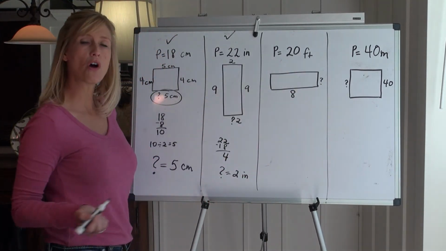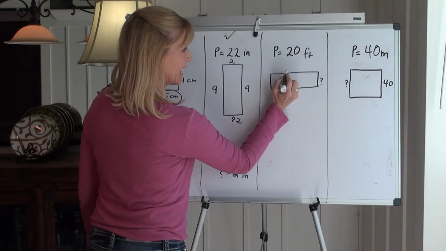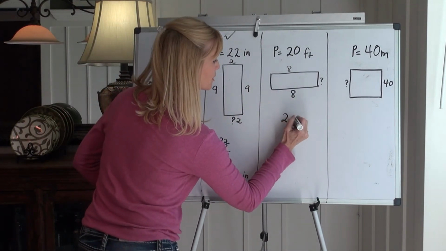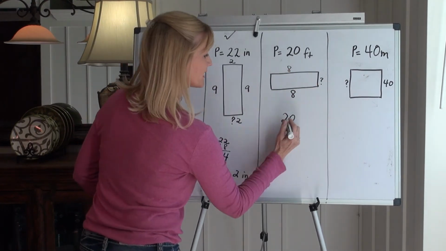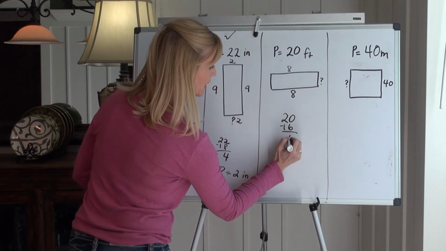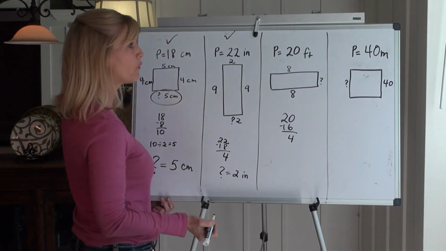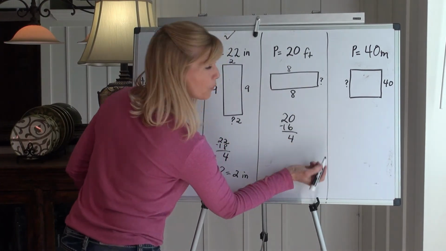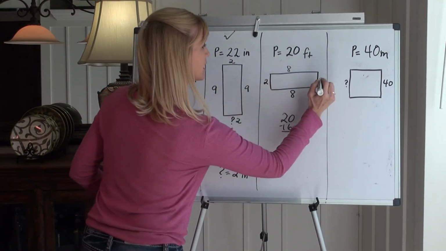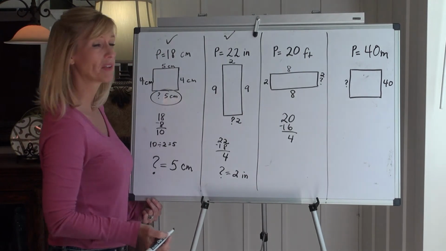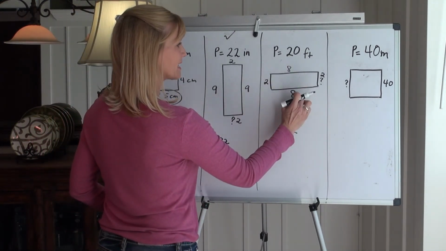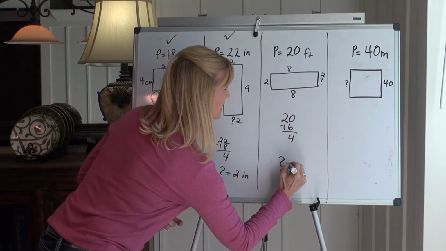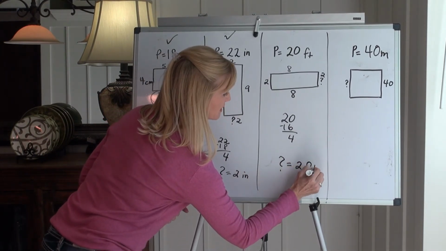20 feet. No problem. We know this side is 8, so this side has to be 8 feet. So our total is 20 feet. We're going to take 16 out of it because we've already accounted for that, and that leaves me 4 feet. Well, this 4 feet has to be divided up between these two sides. 4 divided by 2 is 2. So let's put a 2 here and a 2 here, and let's see if it works. 8 and 8 is 16. 16 plus 4 is 20. That is correct. Our missing side is 2 feet.